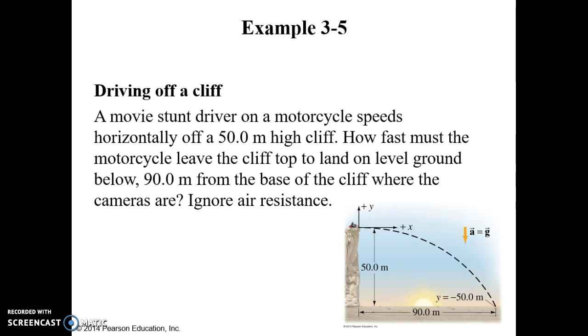Now I think we're ready for our first example. A movie stunt driver on a motorcycle speeds horizontally off a 50-meter high cliff. How fast must the motorcycle leave the cliff top to land on the level ground below 90 meters from the base of the cliff where the cameras are? Of course, ignore air resistance.